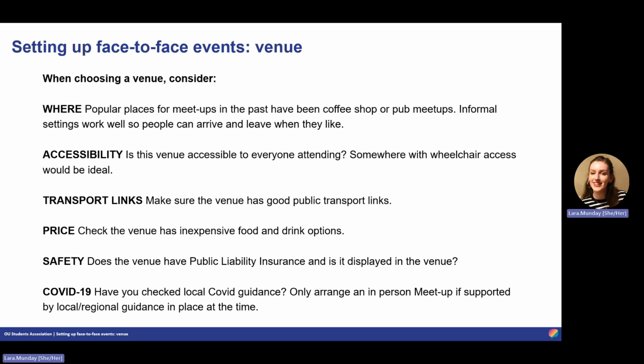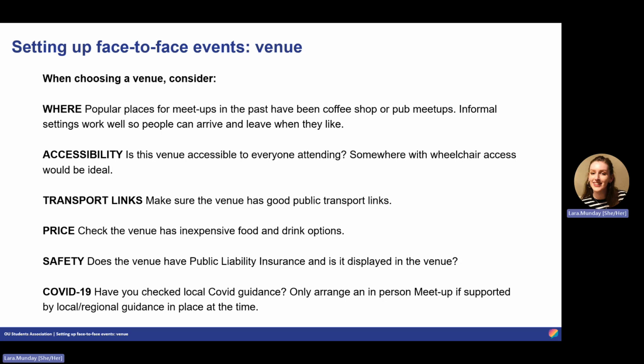Okay, so now we move on to choosing a venue. There are quite a few important points with actually choosing a venue. So firstly, where the venue is. In the past, as I've said, they've been in places like coffee shops or perhaps a pub. They're informal settings and they seem to work well. People can arrive and leave when they like and drop in and out. So that sort of setting usually works quite well. But see what you feel like. It depends what your meetup or event is as well, of course.